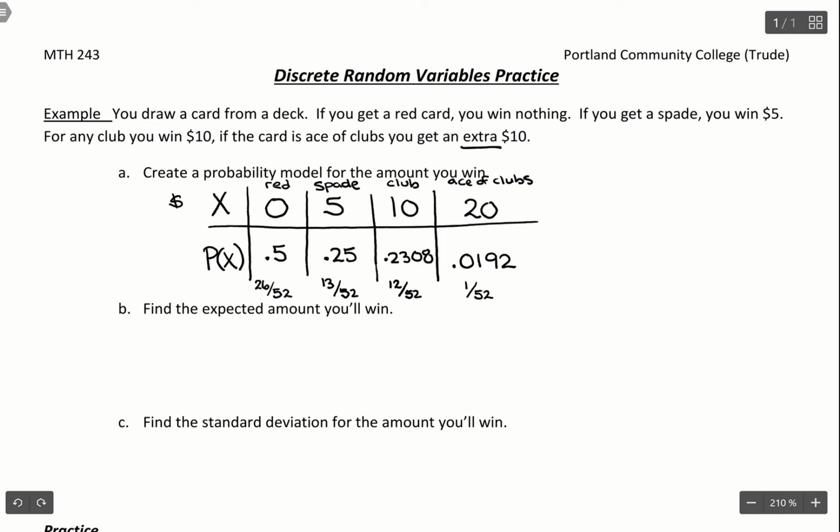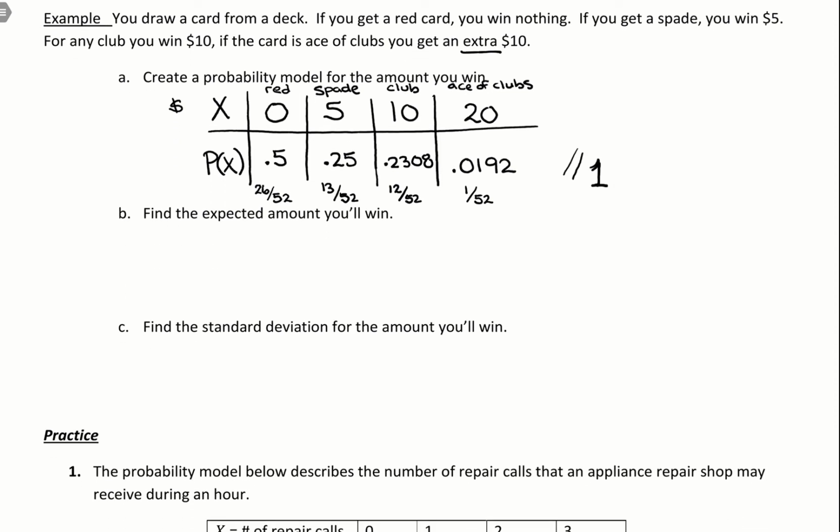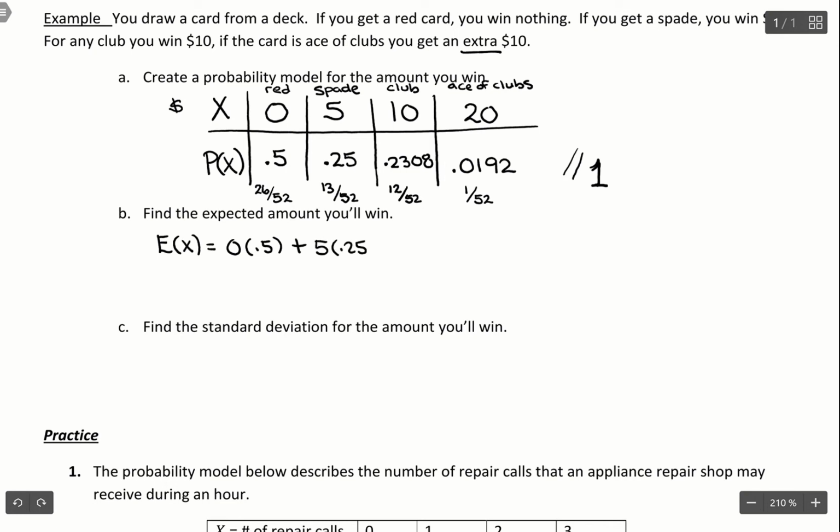And then once you finish making your probability model, just add up those probabilities and double check that they all add up to 1 to represent 100% of our sample space. So once we have this model, we want to find our expected value. For expected value, we take each data value times its probability, so 0 times 0.5, plus 5 times 0.25, plus 10 times that 0.2308, and so on. Or if you use the fractions here, those would give more accuracy either way. And this would give an expected value of 3.942. So that's the expected amount that we'll win.